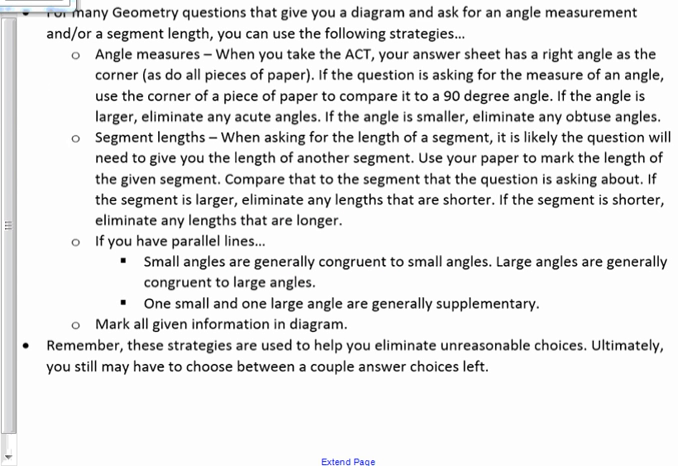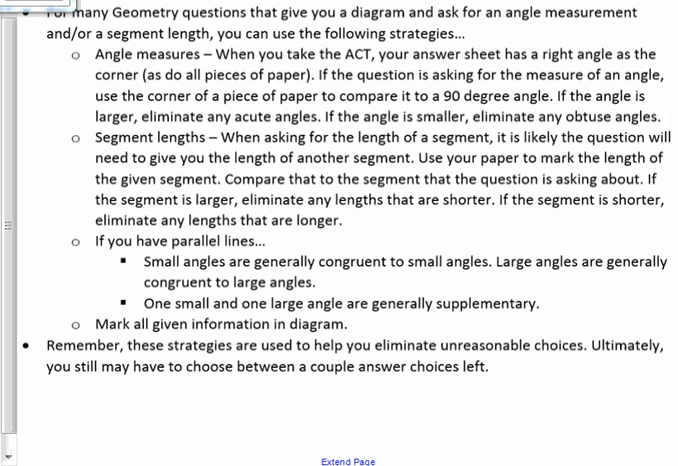So other things that we can think about in terms of strategies, not necessarily content knowledge for geometry, is there are some strategies. So if you think about angle measures, these diagrams that the ACT gives you for geometry are going to be drawn to scale. It says that they're not, but they will be.